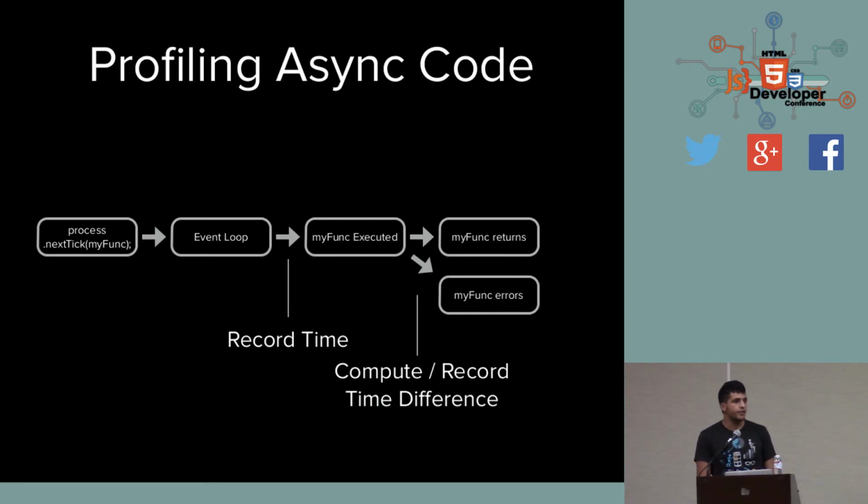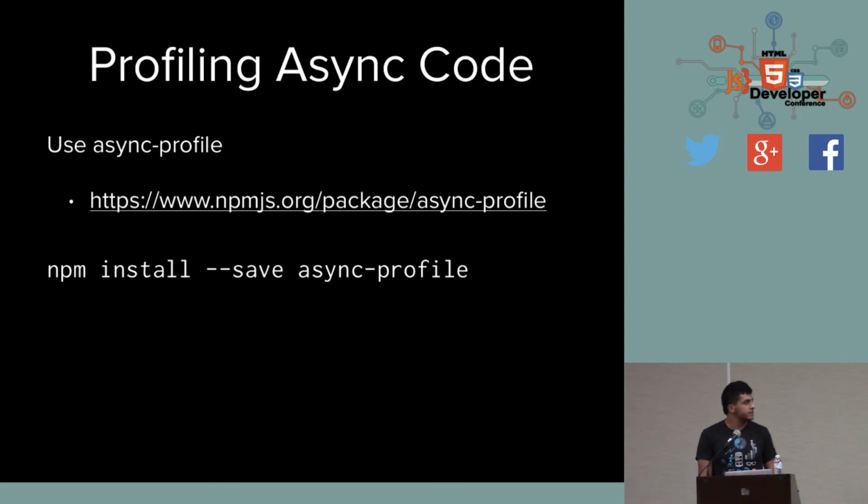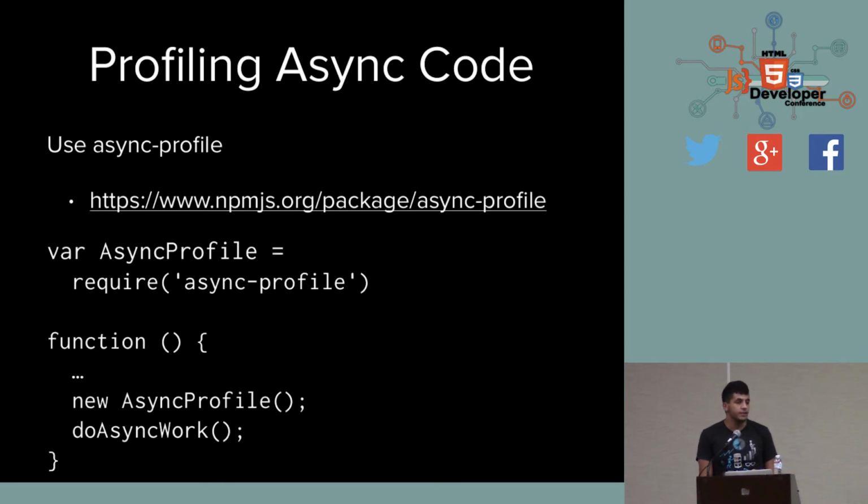Third problem was profiling asynchronous code. As before, we're no longer going to wrap the previous functions. Instead, we're just going to record the time when the function is executed, record the time when it finishes, and then calculate the difference. Once again, you don't need to do this yourself.